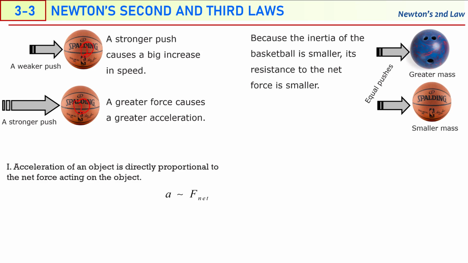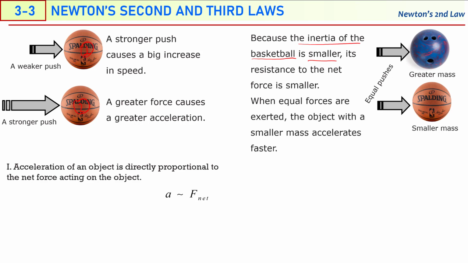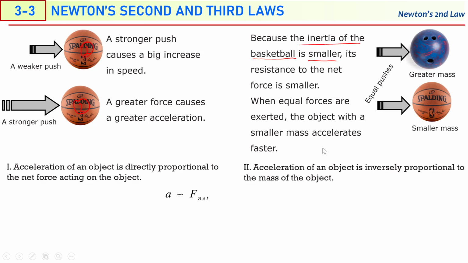Because the inertia of the basketball is smaller, its resistance to the net force will be smaller. Because the inertia of the bowling ball is greater, its resistance to the net force will be greater. So when equal forces are exerted, the object with a smaller mass accelerates faster. Then we can say that acceleration of an object is inversely proportional to the mass of the object, and we represent this by a ∝ 1/m. As mass increases, acceleration decreases.